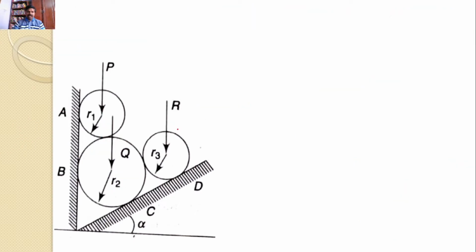Let us consider the sphere R. Let us try to find the various forces acting on the sphere R. Of course, the first force is the self-weight R. Next one is the reaction from the trough, so here I will put this reaction as RD. And the reaction by sphere Q on sphere R. This is along the line joining these two centers. This I will name RQ.